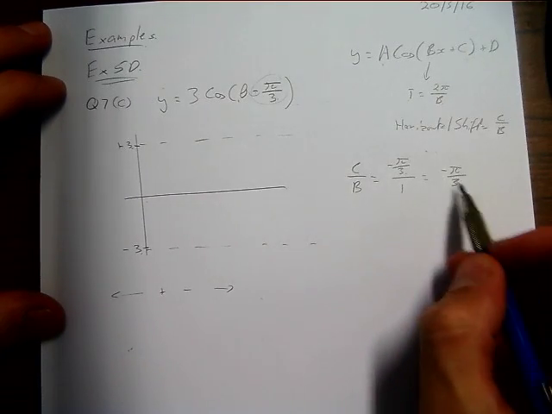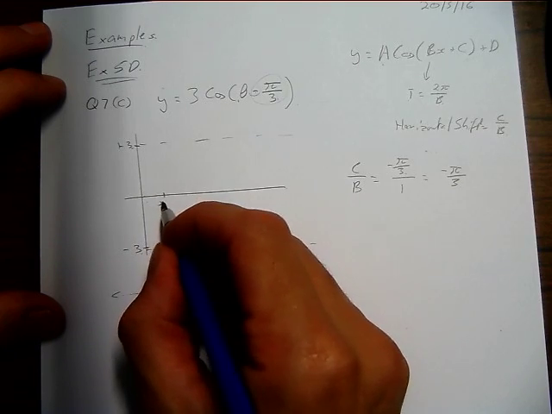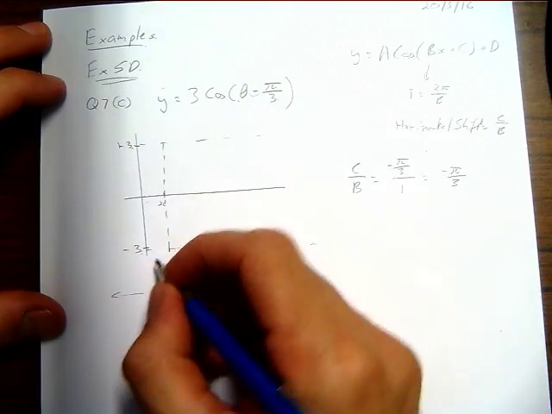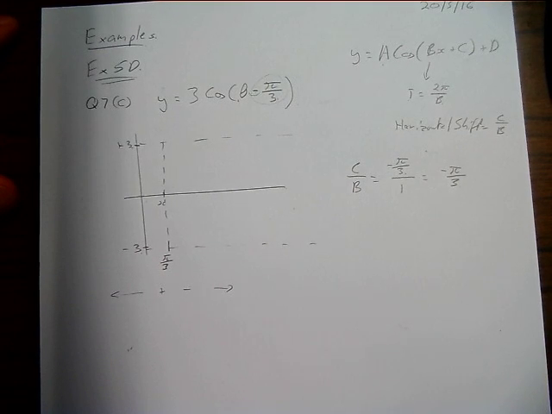We're going pi on 3 this way. So pi on 3, let's say, is here. I will do a dotted line for it. So I have the start of my box here, which is at pi on 3. Now I need to know where the end of my box is.